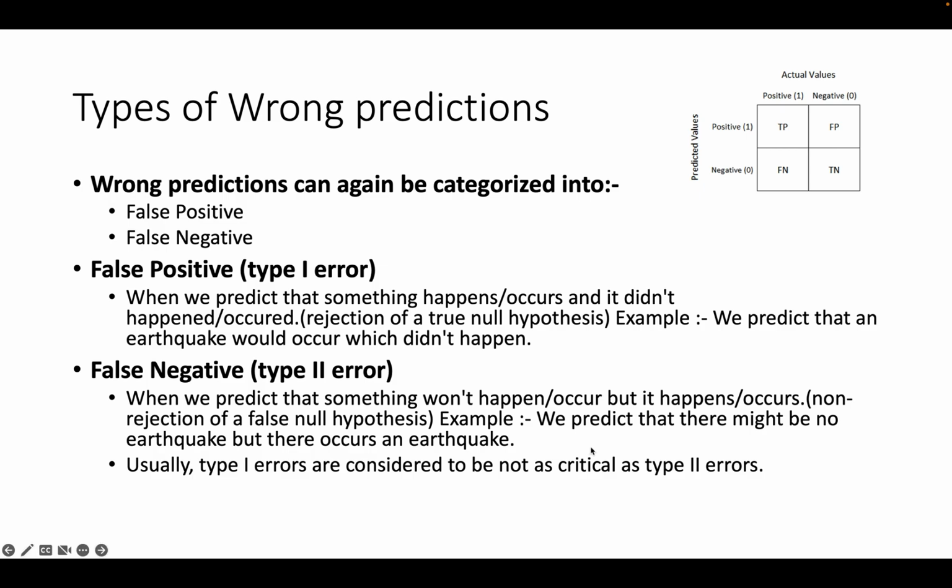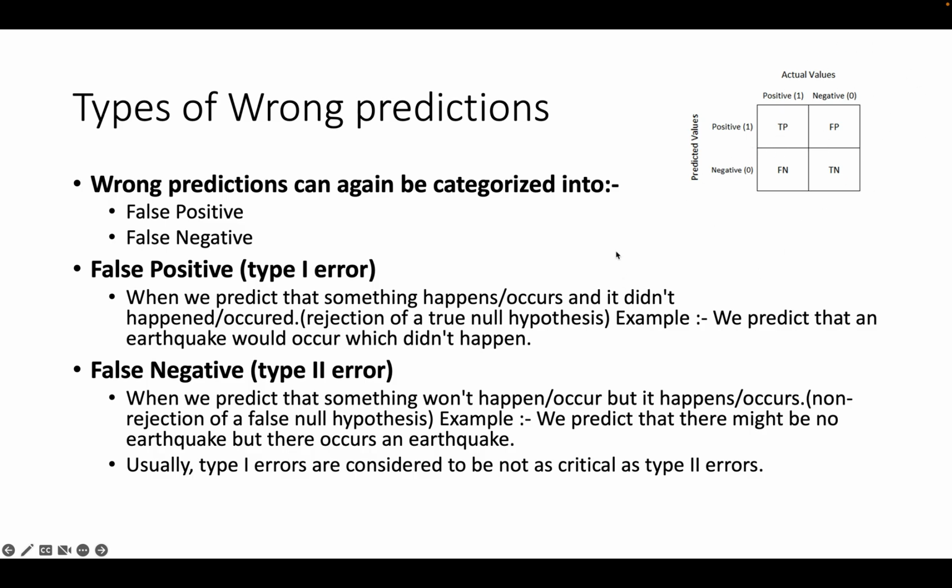Usually type 1 errors are considered to not be as critical as type 2 errors. Obviously, imagine you gave a false prediction that an earthquake would happen but it did not, so what is the difference, it did not do any harm. But if you predicted that an earthquake would not happen and it happened, that is more critical, because the earthquake actually happened, which is more dangerous. So false negatives are more critical to deal with than false positives.